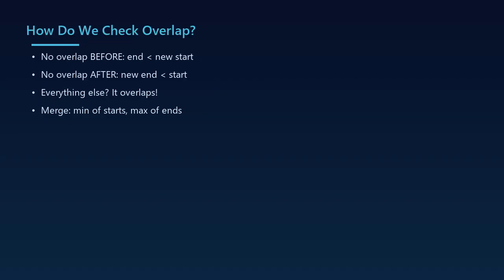How do we check overlap? Simple. If an interval's end is less than the new interval's start, it's completely before. No overlap. If the new interval's end is less than an interval's start, it's completely after. No overlap. And once we know it's after, everything remaining is also after, because the list is sorted. Anything that doesn't fall in before or after must overlap. And to merge, just take the minimum of both starts and the maximum of both ends.